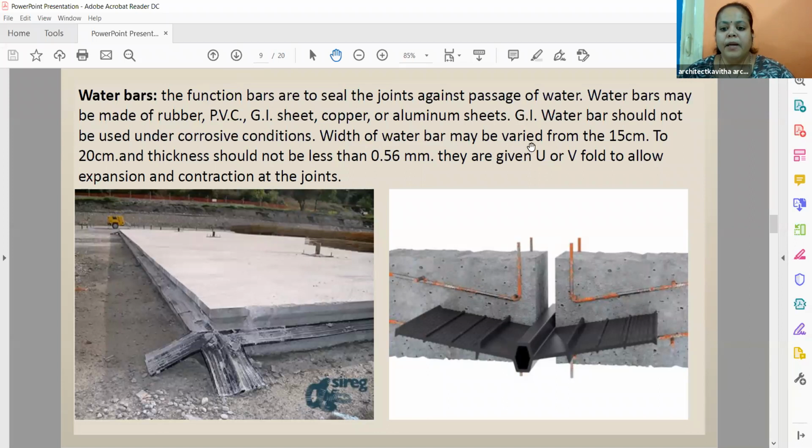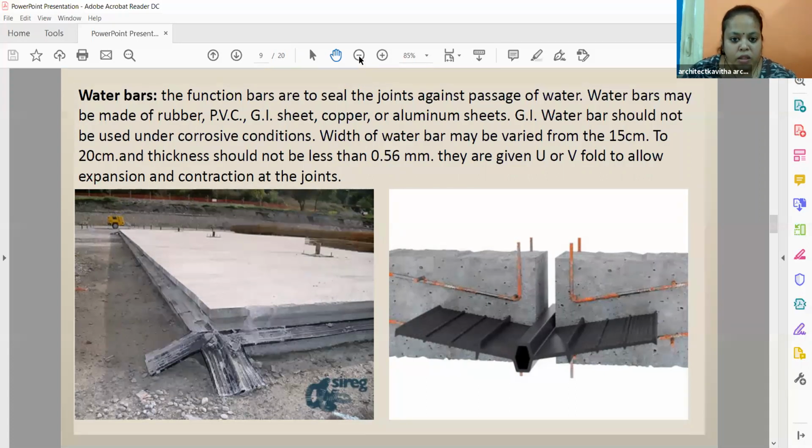Width of the water bar may be varied from 15 centimeter. Again, depending on the condition, the water bars will come in different sizes and different shapes. 15 to 20 centimeters, and thickness should not be less than 0.56. So minimum thickness for water bar is 0.56 mm. They are given U or V fold to allow expansion and contraction at the joints.